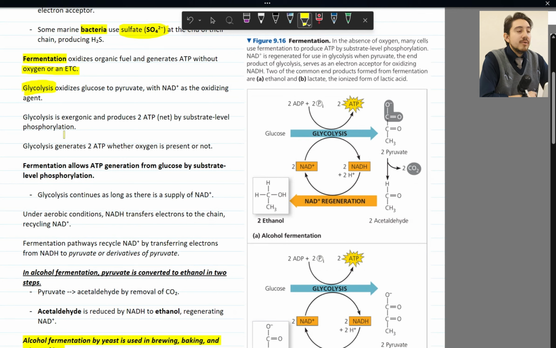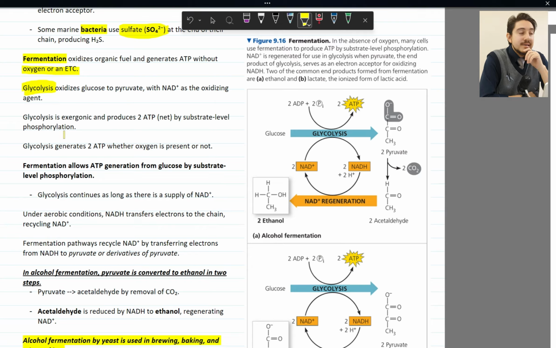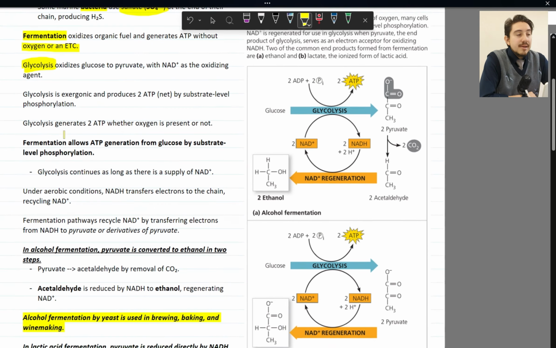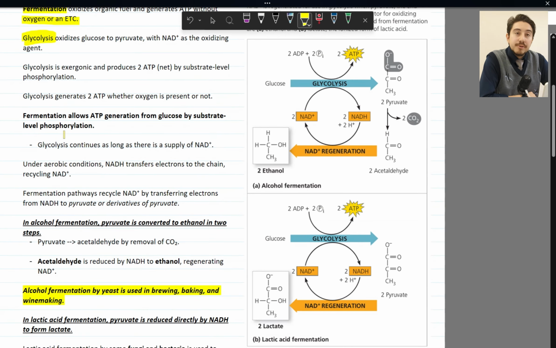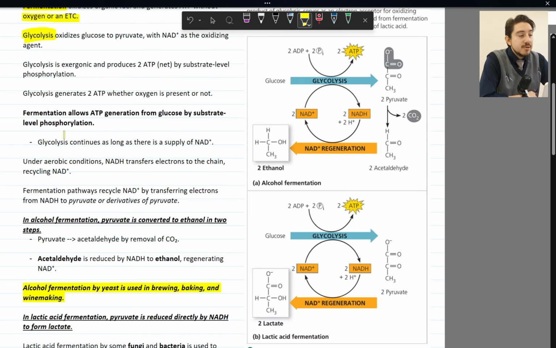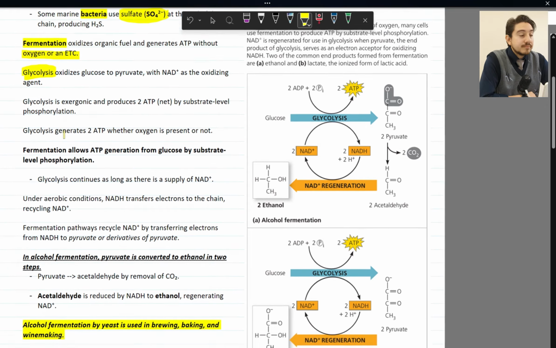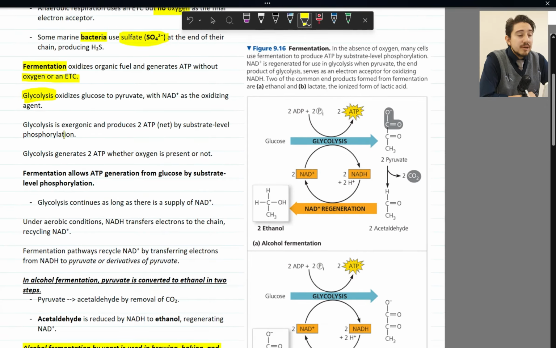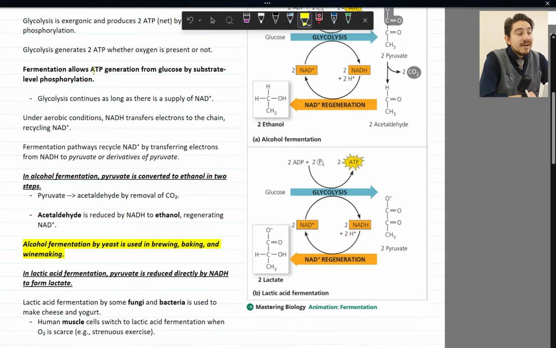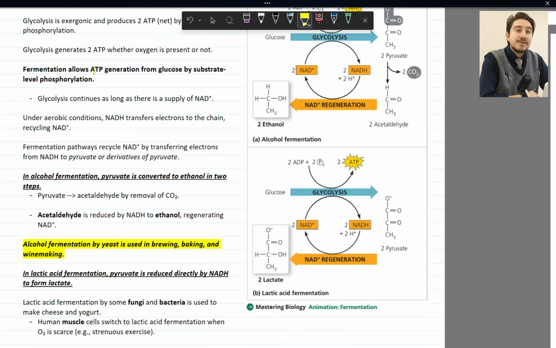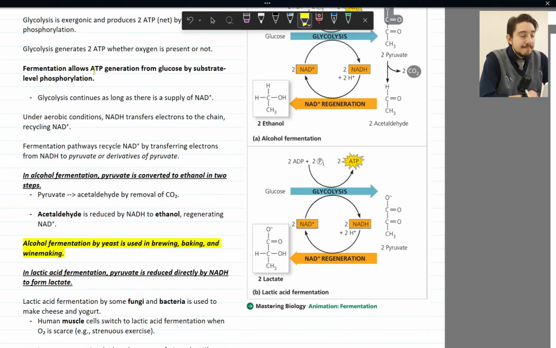Glycolysis, we know, is exergonic. It produces 2 ATPs by substrate-level phosphorylation, and you don't need oxygen for it. There are two types of fermentation, depending on the organism and what pathway you get into. Fermentation allows ATP to be generated from glucose, again, by substrate-level phosphorylation.